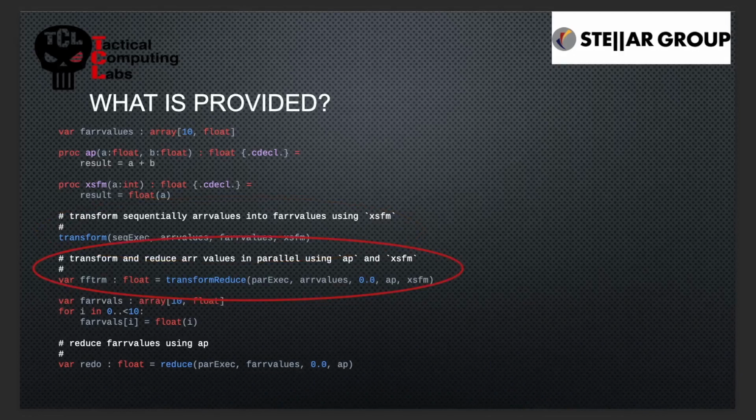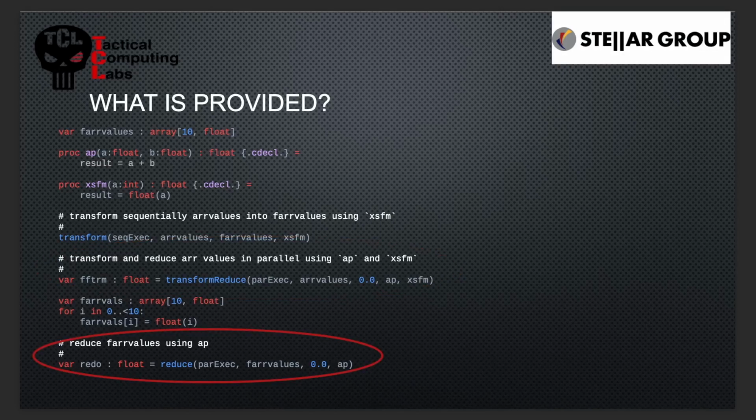Transform reduce is next. It's very similar to transform. You'll note that we've got the executor as the first parameter, a set of input values, and then the third argument is 0.0. This is the initialization value for the output of the transform reduction. In this case, we've got FFTRM, which is a floating point value, so it'll be initialized to 0. After that, we have AP, which is the reduction function. We're just going to sum the values after the transform is applied. And then there's XSFM, which is a transform function that casts integers to floats.